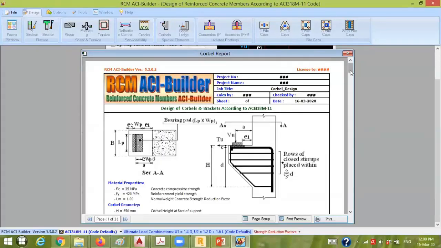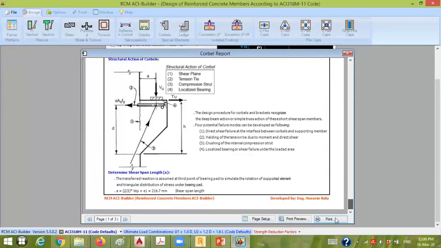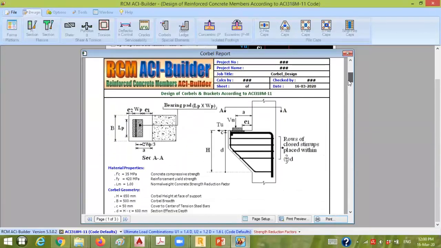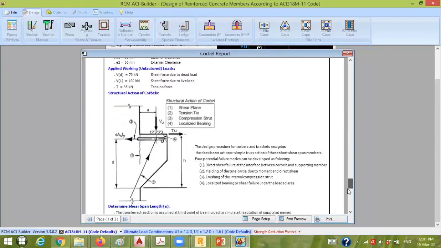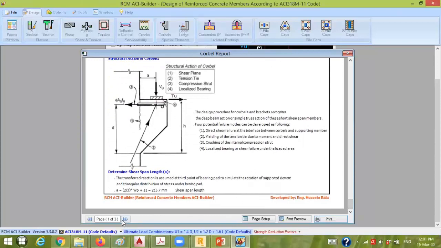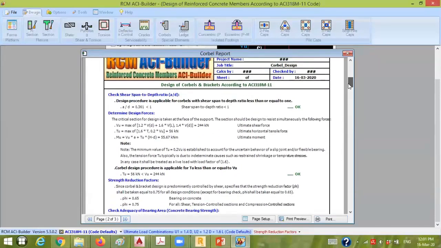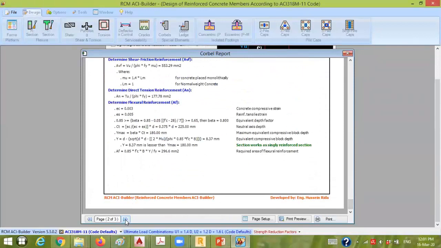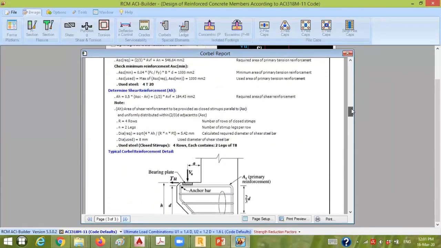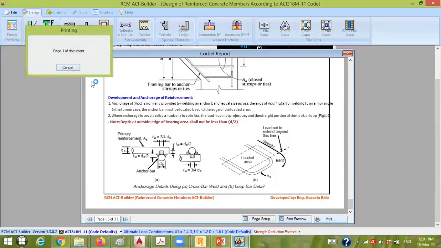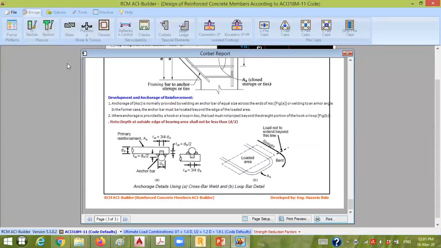You have here the full report of your corbel and the checkups. I have here a summary of the code equations, maybe. So I have three pages, page 2, and the calculations. You can consult them. And page 3, you have the reinforcement details. You can print on PDF to keep it and to use it in your project report as annex.